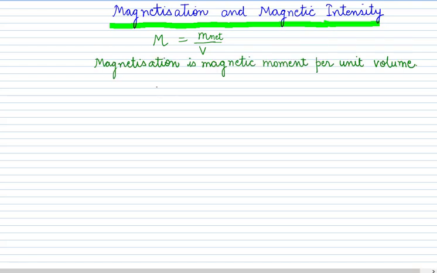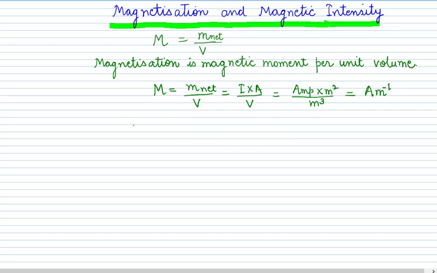Now if you want to know about the units, this magnetization is the net magnetic moment divided by the volume, and you know the formula for magnetic moment: this is I into A, that is the current into area, and this is the volume. The unit of current is always ampere, area will be in meter square, and volume will be in meter cube. So this meter square cancels out and we are left with 1 meter. So this is ampere per meter or ampere meter inverse. So the unit of magnetization is always ampere meter inverse.